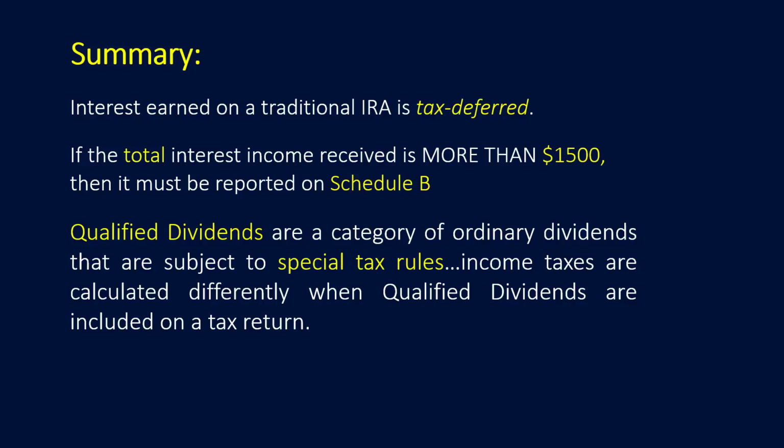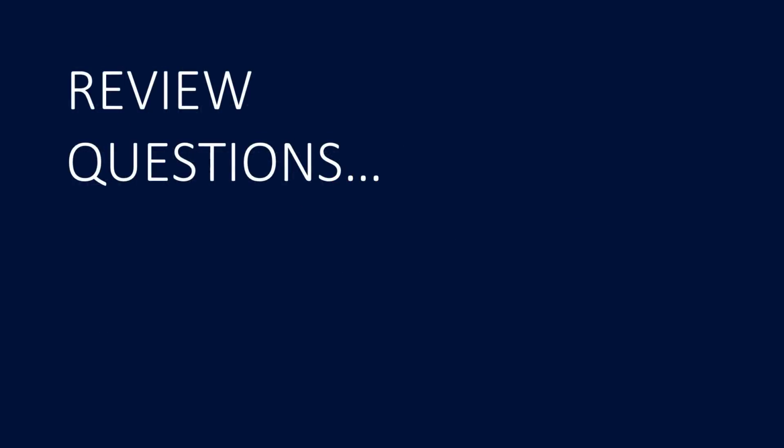Interest earned on a traditional IRA is tax deferred. If the total interest income received on a tax return is more than $1,500, then we have to attach Schedule B. Qualified dividends are a category of ordinary dividends that are subject to special tax rules. Income taxes are calculated differently when qualified dividends are included on a tax return. So now let's take a look at some review questions.